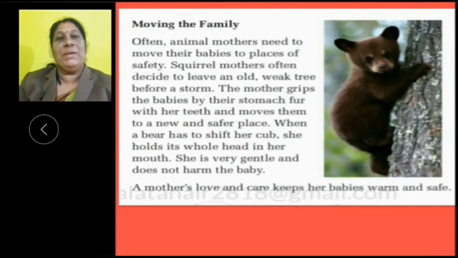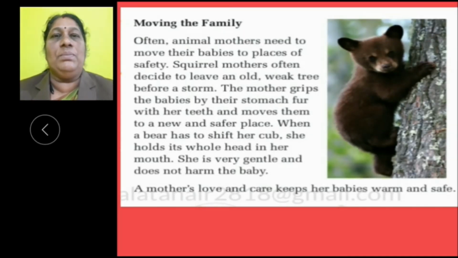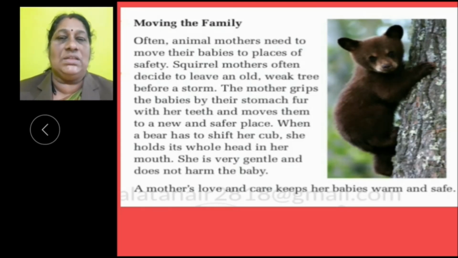Children, as the baby animals cannot protect themselves, some of the animal mothers need to move their babies to safer places to protect them. For example, before a storm, squirrel mothers decide to leave an old weak tree because there are chances of the tree falling down. So they move to safer places with the help of their teeth.